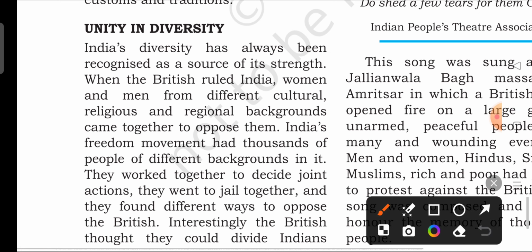So, unity in diversity. India's diversity has always been recognized as a source of its strength. How? Let us see. When the British ruled India, women and men from different cultural, religious and regional backgrounds came together to oppose them. India's freedom movement had thousands of people of different backgrounds in it. See, during the freedom struggle, it is not only the Hindus who fought, or only the Muslims who fought. People from different groups came together, they united together. Only then did it become possible for our country to be free from British rule.